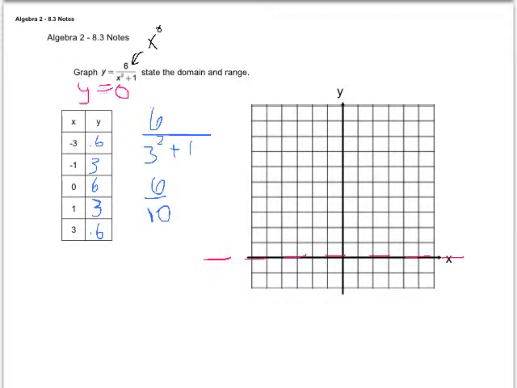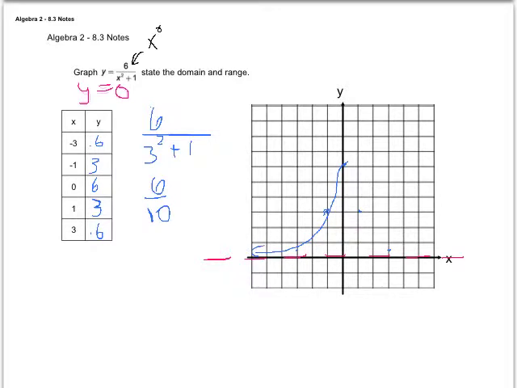So if I draw this line, I come out here to negative 3 and 0.6. I go to negative 1, 3. I go to 0, 6. I go to 1, 3. And then I go to 3 and 0.6. And I just picked these points at random. There's no specific reason why I chose them. But here's your graph. And it's going to look something like this.